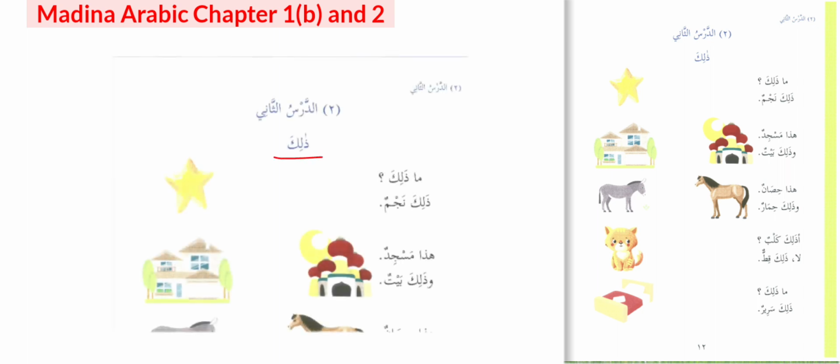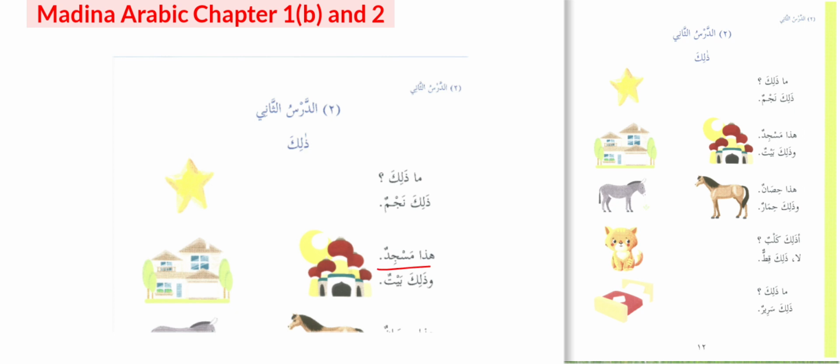This is about zalika. So yesterday we were doing haza means this. Zalika means that. Okay, this and that. So zalika, ma zalika. What is this? What is that? Okay, ma zalika. What is that? Ma haza. What is this? Ma zalika. What is that? Zalika najmun. That is a star. So something far away, star is far away, you won't say haza star, you will say zalika star, zalika najmun.